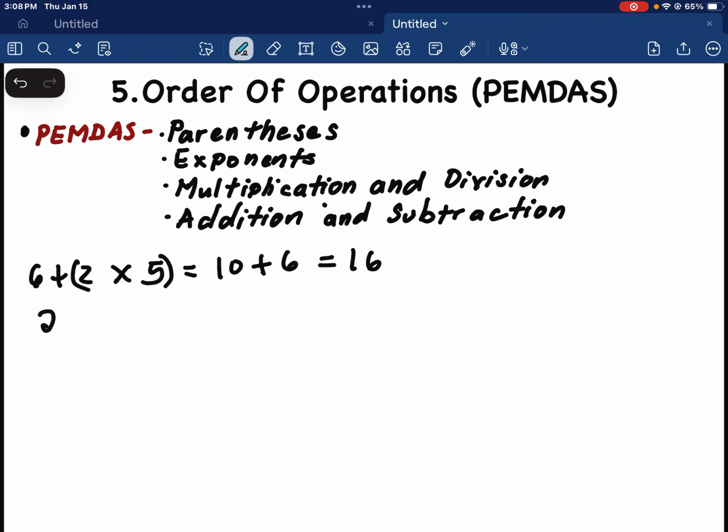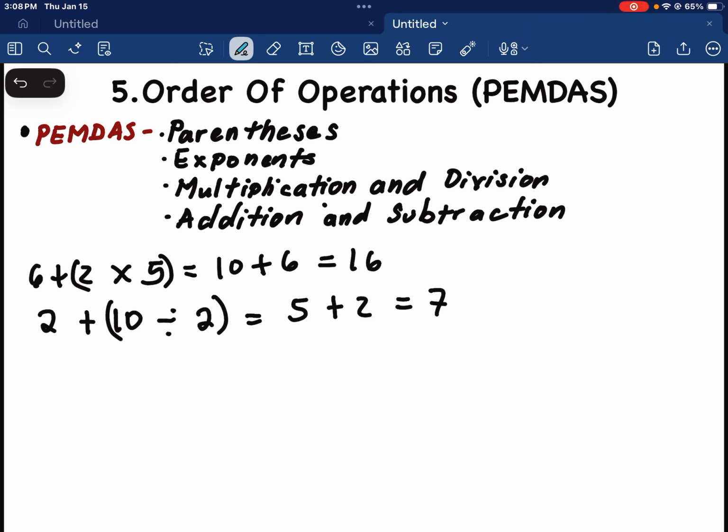Another example, 2 plus 10 divided by 2. Now, let's go back to our PEMDAS. It says parentheses, we don't have it. Exponents, we don't have it. Multiplication and division, and we have division in this problem, which is 10 divided by 2 equals to 5, plus 2, and we have 7.